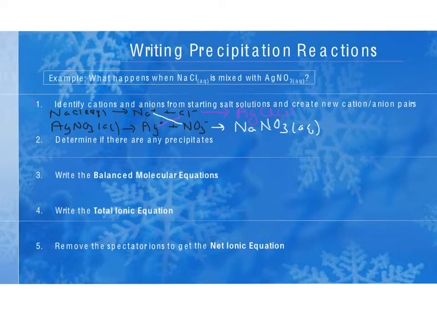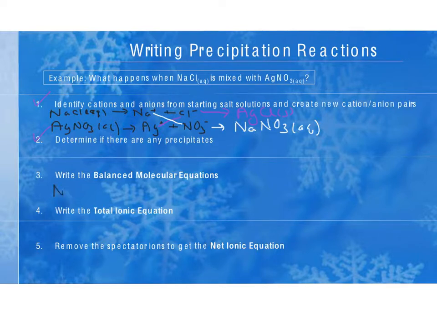So now that we've completed steps 1 and 2, let's write the balanced molecular equation. What we do is we start off, on the left-hand side, with our starting species, sodium chloride and silver nitrate. So we'll write those down.